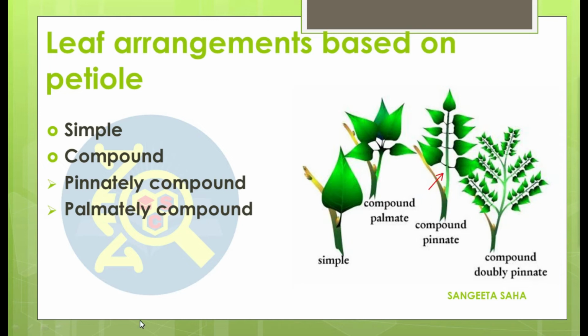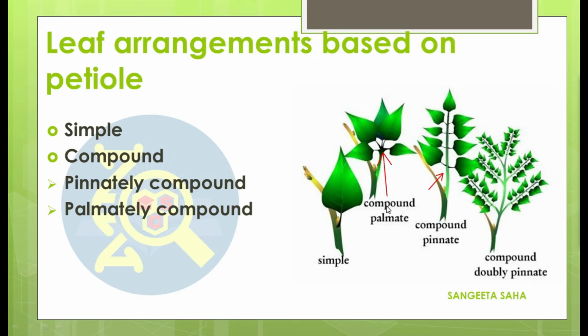This is known as pinnately compound. Now, if a leaf has its leaflets radiating from one point, like the fingers of your palm, which arise from a particular source, from one point, then likewise, this leaf, as you can see in the diagram, is radiating from one point like the fingers, and that is known as a palmately compound leaf.